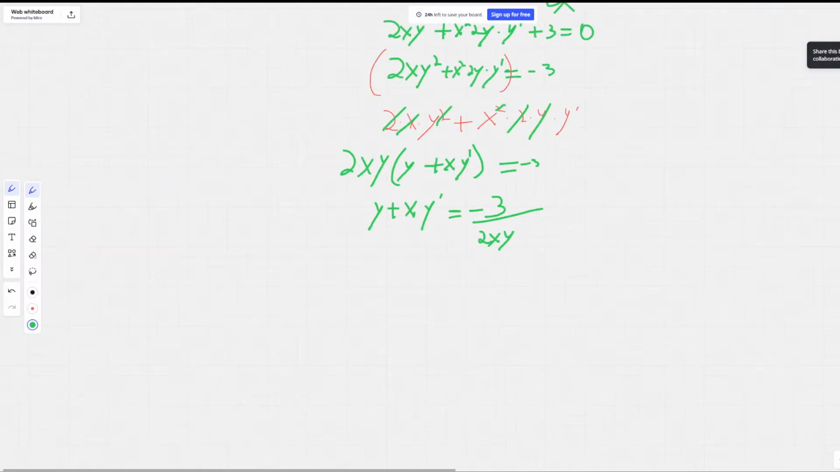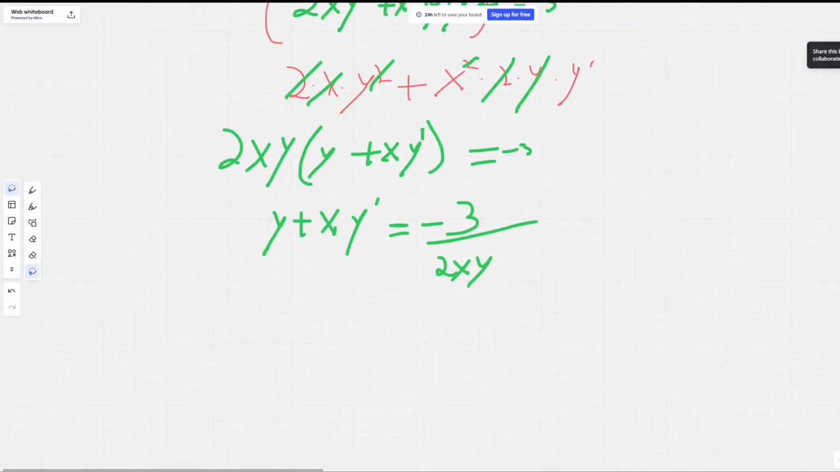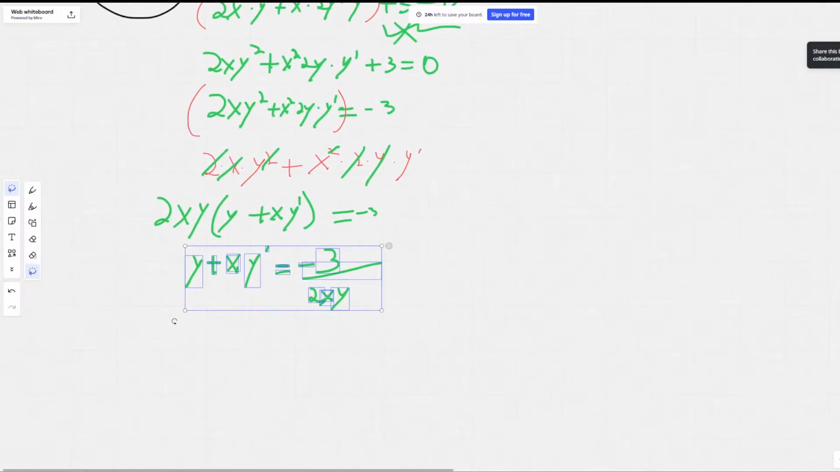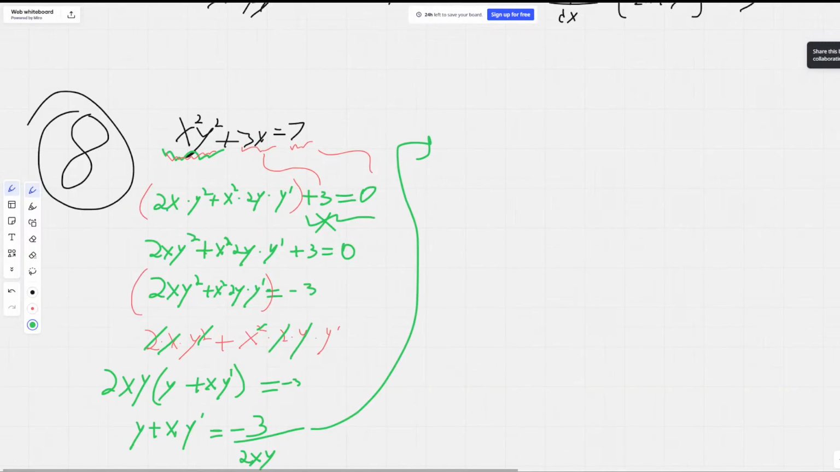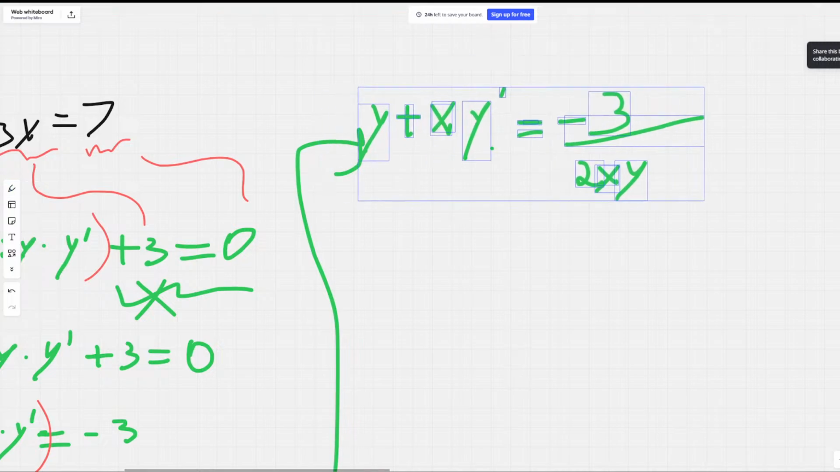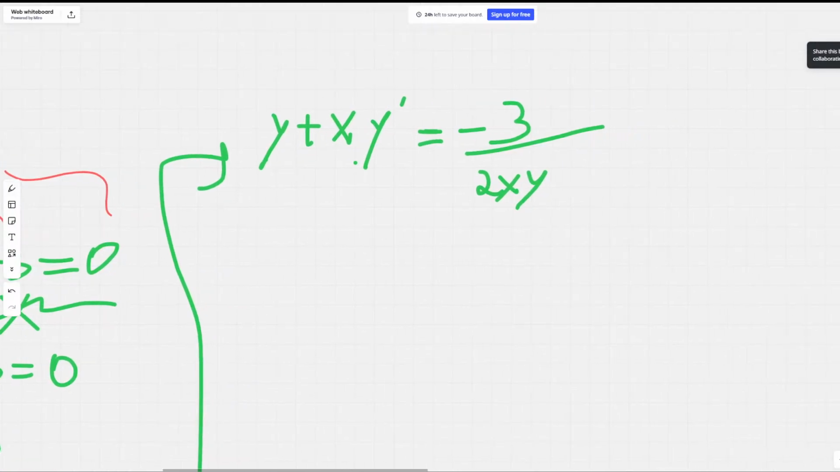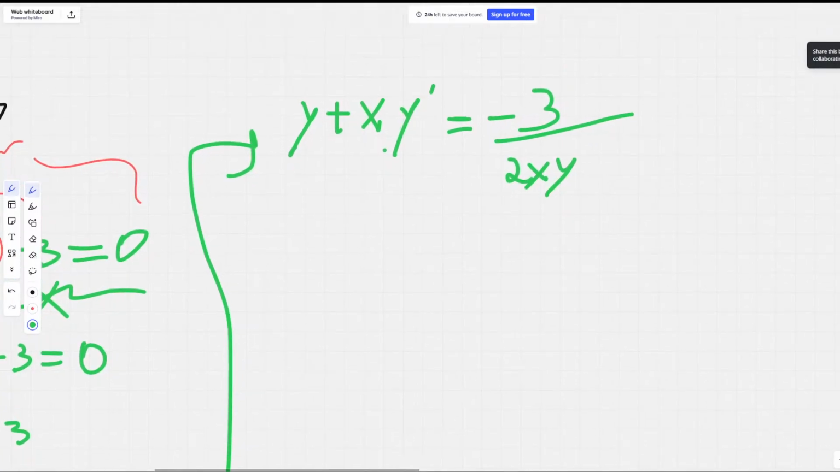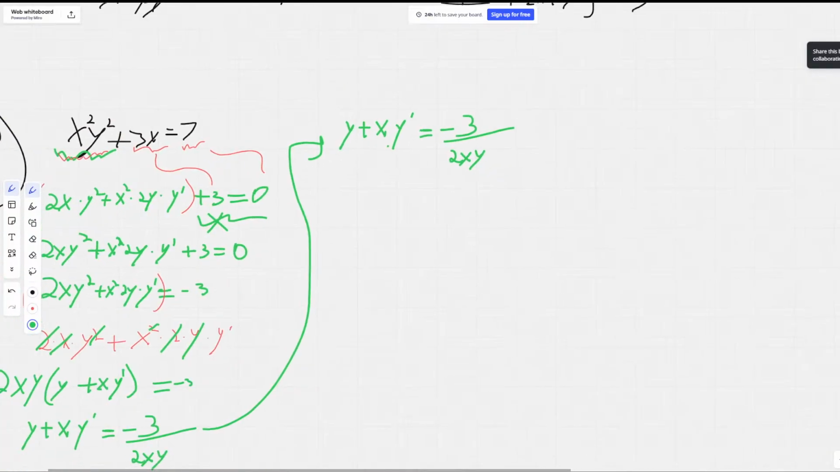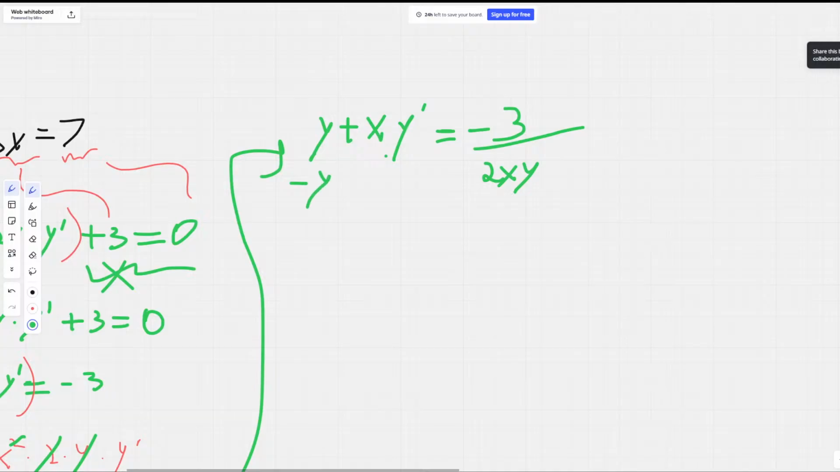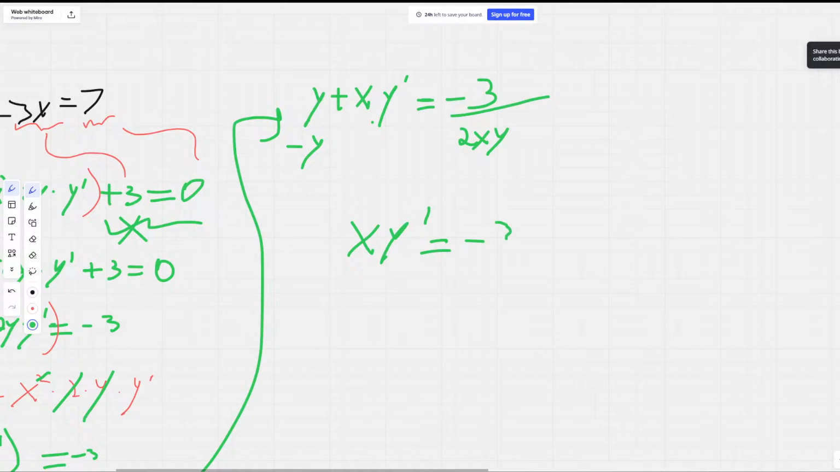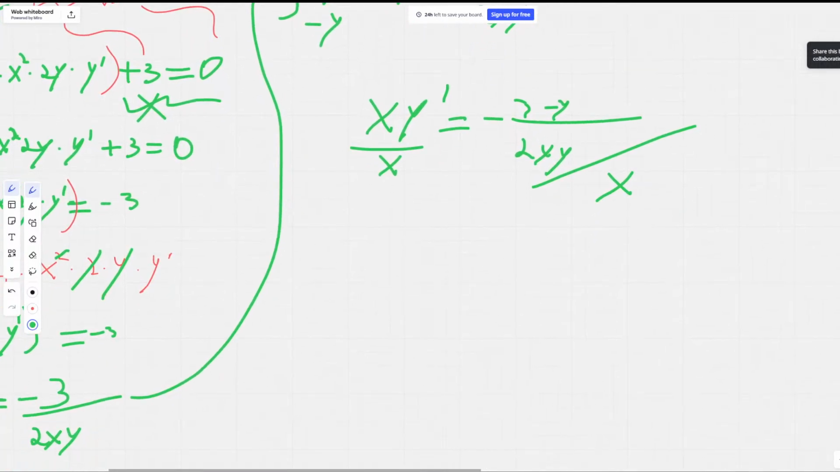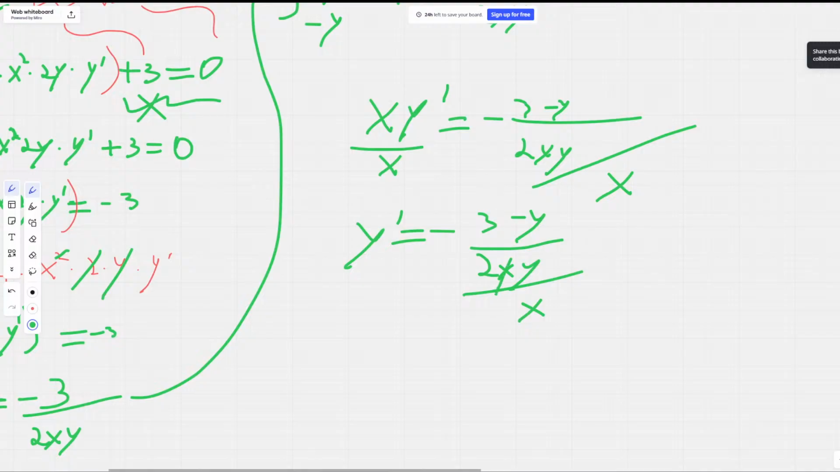Question is, I suppose if I did, now that this is looking like this, minus y? x y prime equals -3 over 2xy minus y, which leaves x, which feels wrong. This feels incredibly wrong.